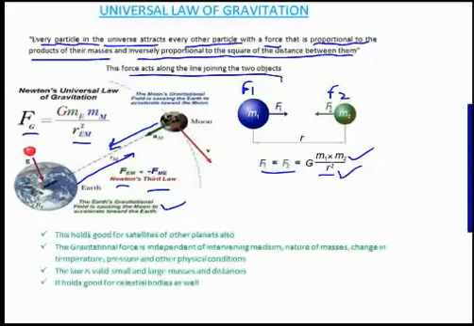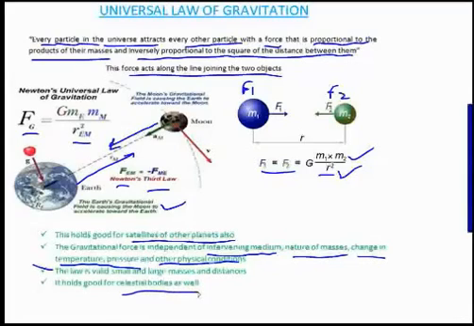Now Newton's universal law of gravitation is applicable to satellites of other planets as well. It is independent of the intervening medium. Irrespective of the medium, this holds good. Irrespective of the nature of masses, the changes in temperature, the changes in pressure and other physical conditions. The law is valid for small as well as large masses, and also it is valid for all distances. The law holds good for celestial bodies as well. Since this law holds good for almost everything, it is called a universal law.